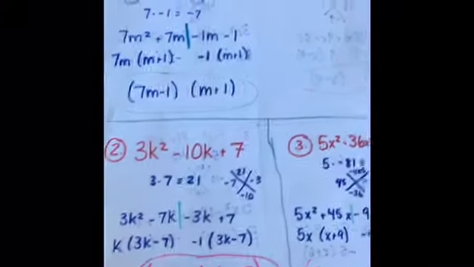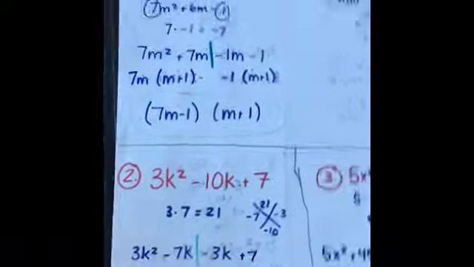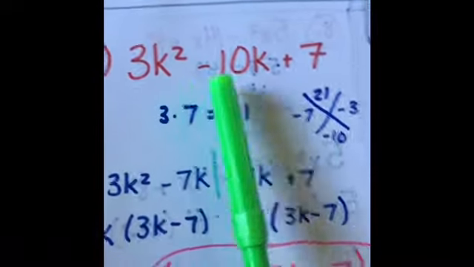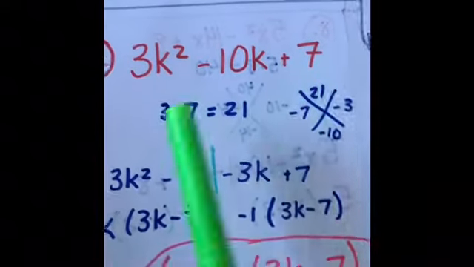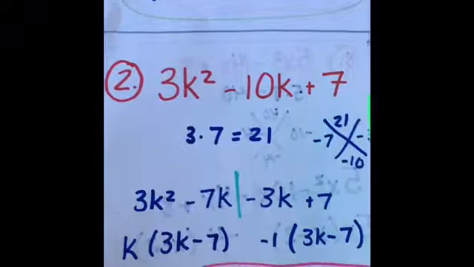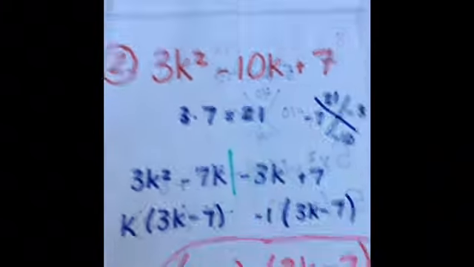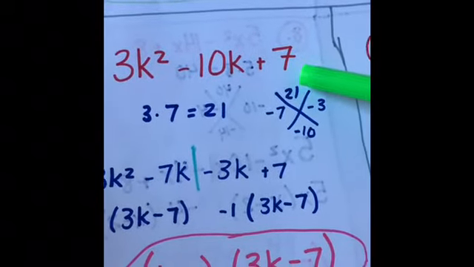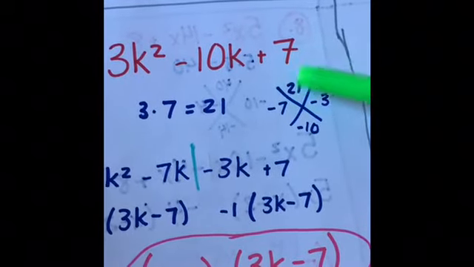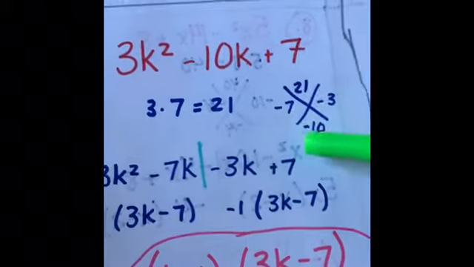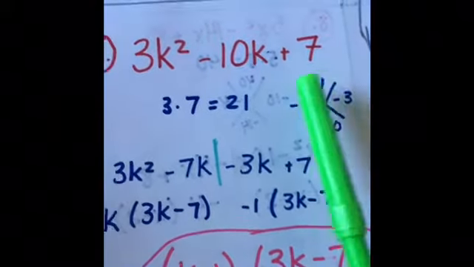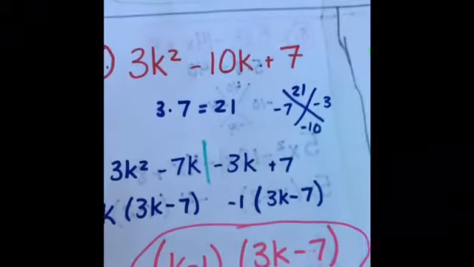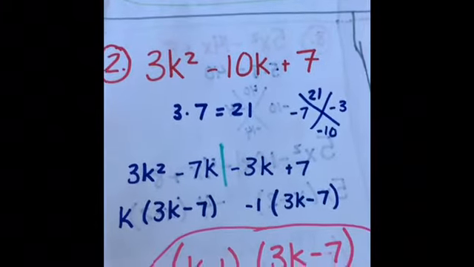Okay, so if we look at more of the practice problems, we just did that one. For number 2, 3k squared minus 10k plus 7, we're going to multiply 3 and 7. It's going to equal 21. This middle number is negative 10, so we need two numbers that multiply to 21 but add to negative 10. We know that that's going to be negative 7 and negative 3, because a negative times a negative is always going to be a positive.